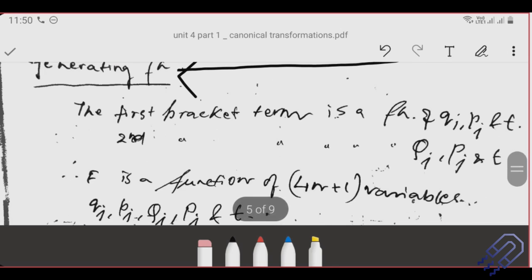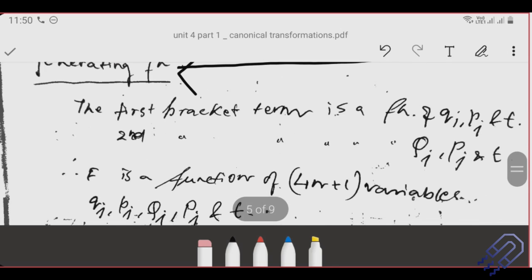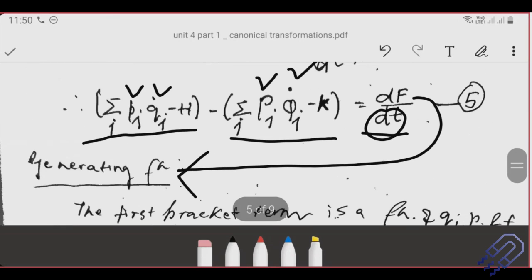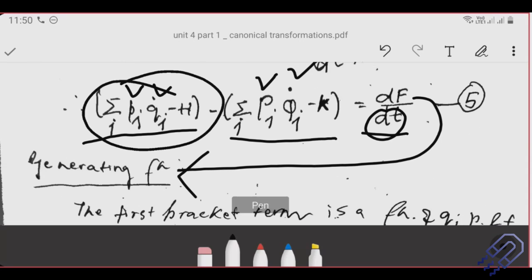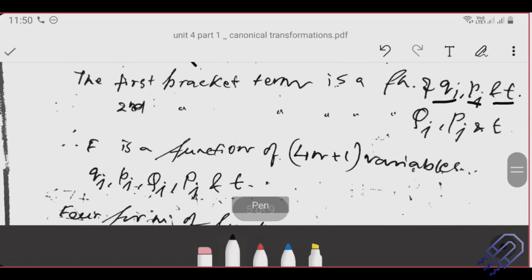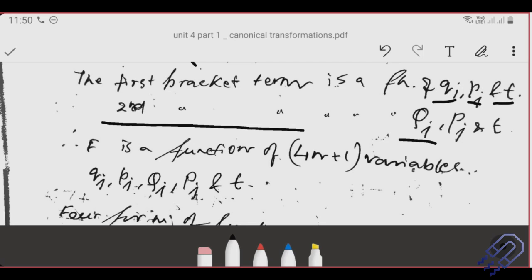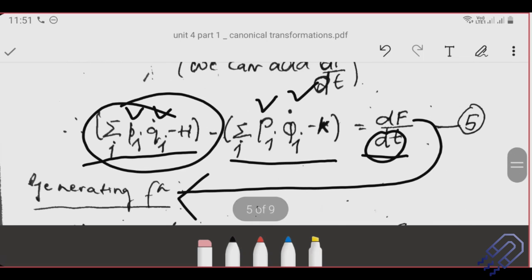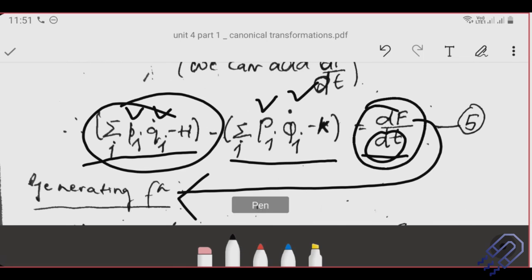So the first bracket is basically a function of qj, pj, and t. Which first bracket? Check here, this particular relation. Basically a function of small q, small p, and t, because the Hamiltonian does have the factor of time. And then if you consider the second bracketed term, that is the new set of coordinates, it will be capital Q, capital P, and t, time. So what will f be a function of? See, this f that we're talking about can be any of the functions.